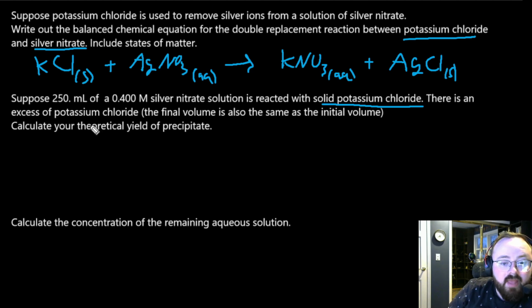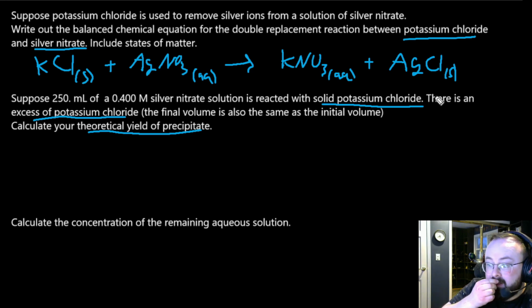We're told that we have an excess of potassium chloride, which means that silver nitrate becomes our limiting reactant. And I want to calculate the theoretical yield of my precipitate, which is my AgCl, because it's a solid and does not dissolve, so it is my precipitate. In an example like this, I'm asking us to know that vocabulary.